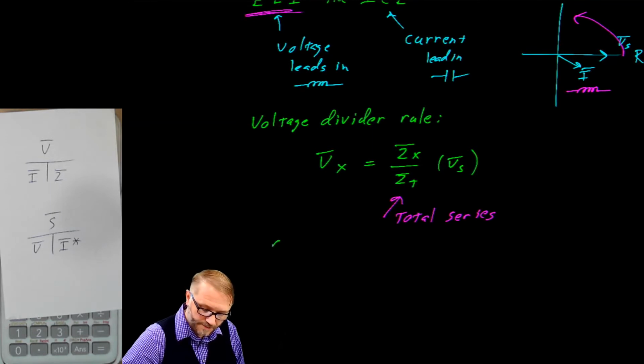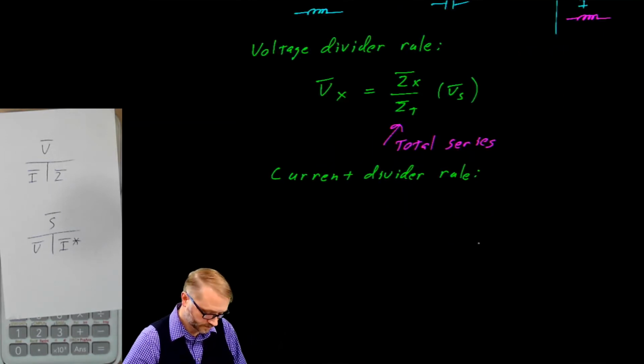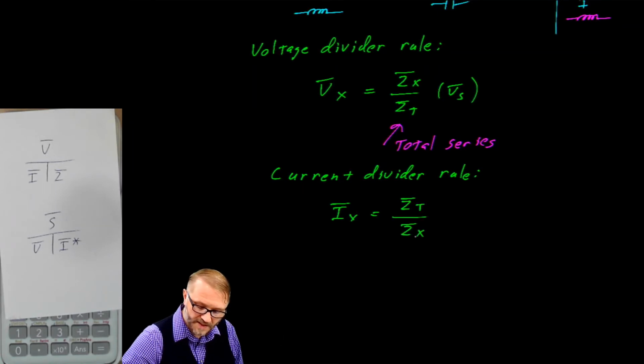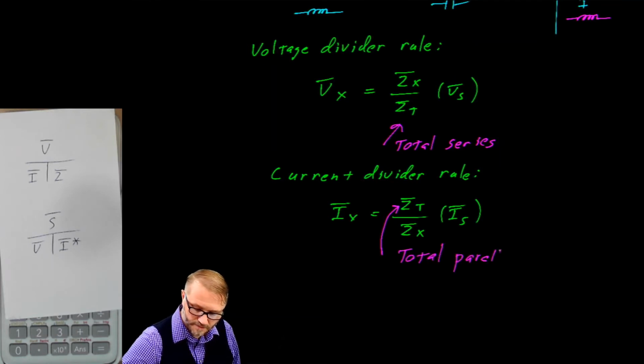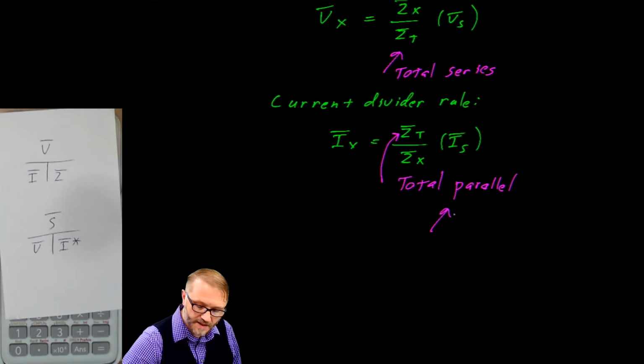The current divider. The current of interest is equal to the total parallel piece over the impedance of interest times the source. Once again, we have to make a big distinction here. This is the total parallel piece. It is not, definitively not, R total or Z total.